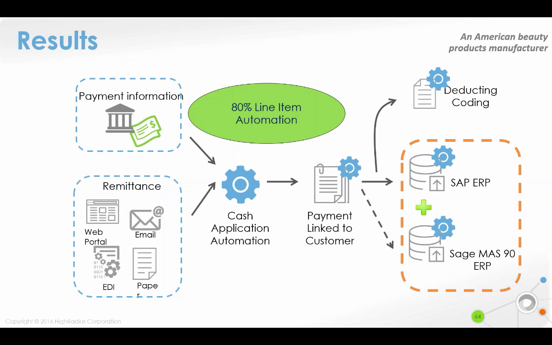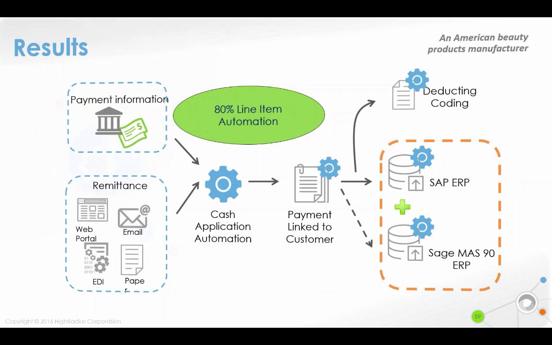So again, the organization automated all the steps in their electronic file payment processing. And currently, they're able to provide approximately 80% line item automation. So 80% of their processing is done straight through. They're able to link their remittance and payments, and they're able to reconcile it with all the databases that they have, both their SAP ERP systems and their Sage MAS 90 ERP system. They're also able to identify the payments with deductions and to code them properly. So that's another issue that many clients face.